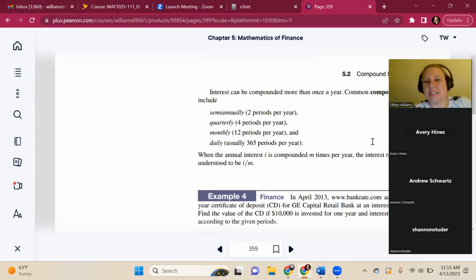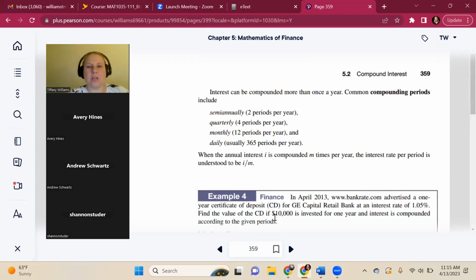All right, so this is what I was referring to a little earlier. Interest can be compounded more than once a year. So common compounding periods include semi-annually. We did a problem the other day with semi-annually, so that's 2 periods per year. Quarterly means that you're doing 4 periods per year. Monthly is 12, and daily is 365 periods per year. This is where they talk about when annual interest I is compounded m times per year, then the interest rate per period is understood to be I over m. So they're telling you where I wrote R over N, that's what they're saying there.